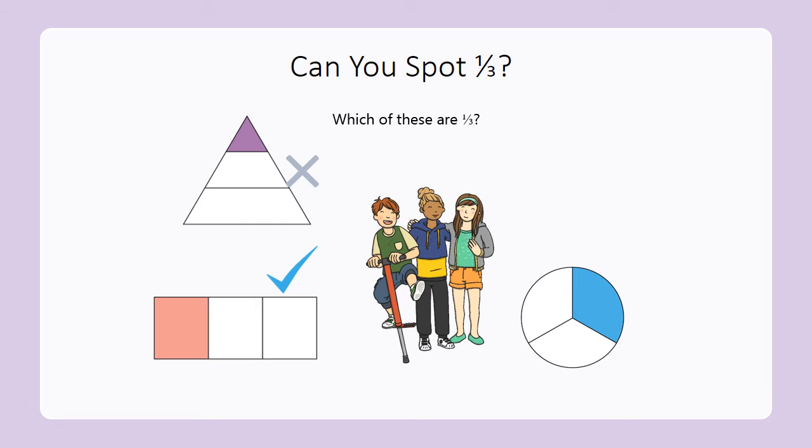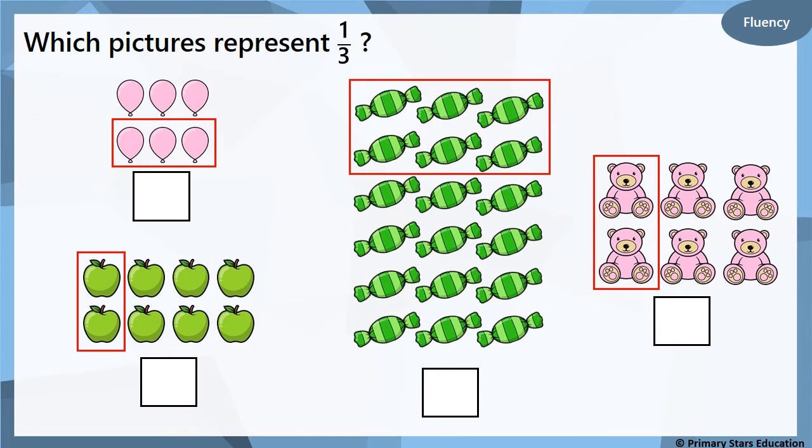The picture in the middle shows 3 people. One of those people has been circled. That is 1 out of 3 people. So that is showing a third. And again, with the picture of the circle, that has been split into 3 equal parts and 1 shaded.